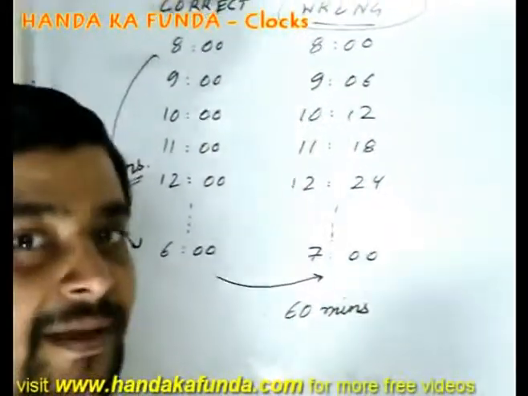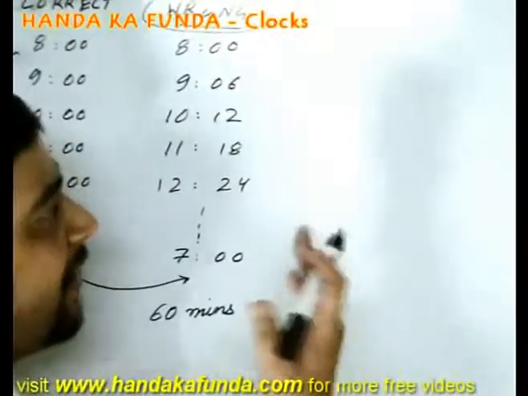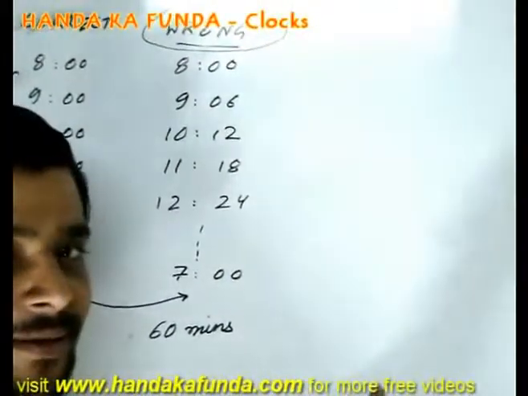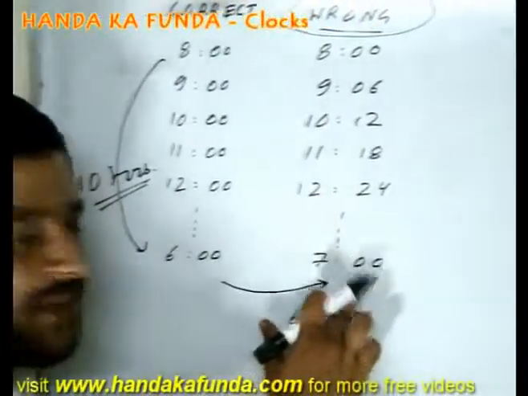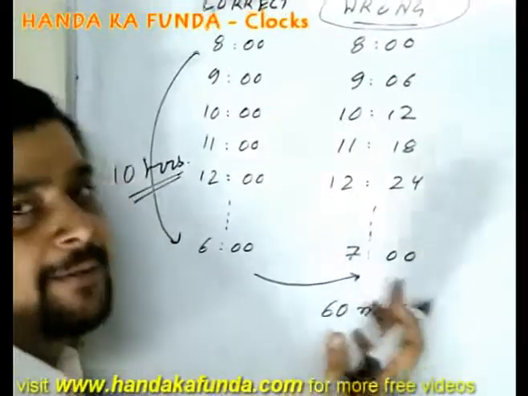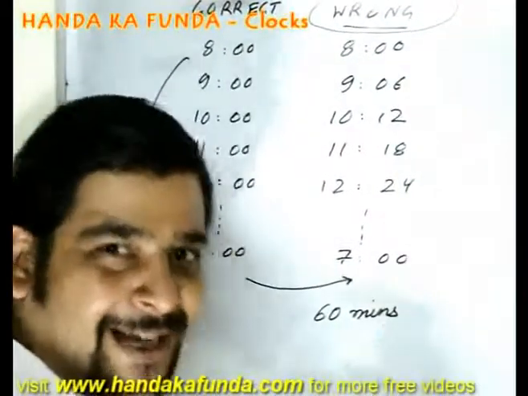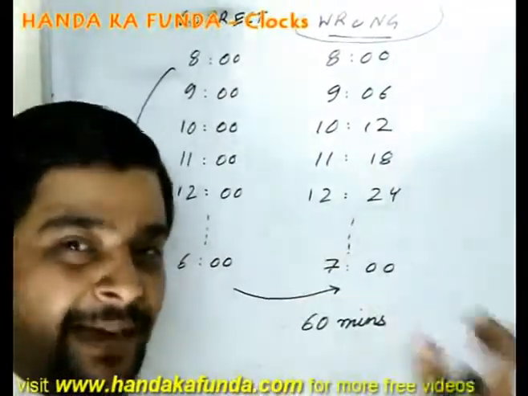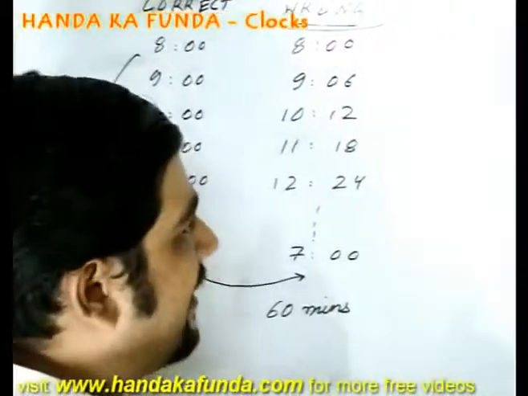Yes, it will. Trying to figure out when it will show the correct time again is when it would have gained 12 hours. You get my point? Because if it goes 1 hour ahead, it shows 7 o'clock. If it was 2 hours ahead, it would have shown 8 o'clock. If it was 3 hours ahead, it would have shown 9 o'clock. What if it is 12 hours ahead? It would have still shown 6 o'clock. It will be one complete cycle ahead, but it will show the right time. And that is the idea.